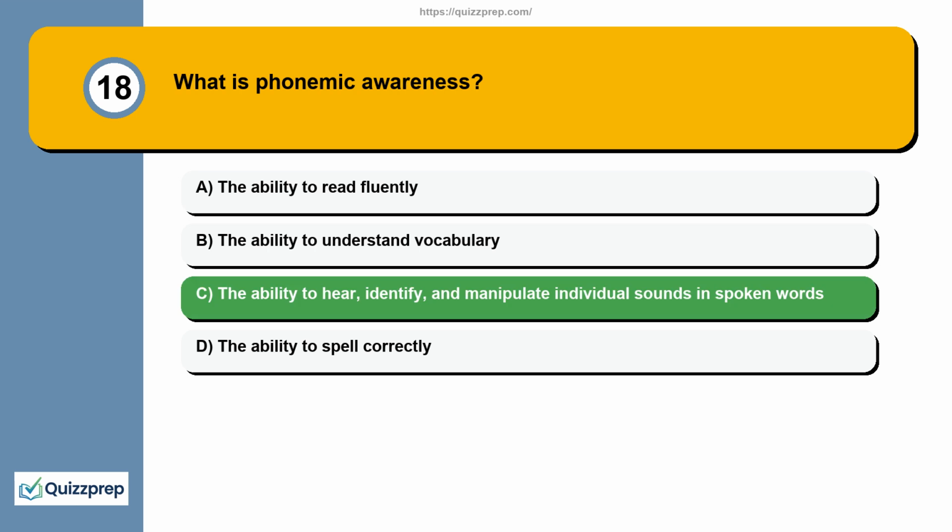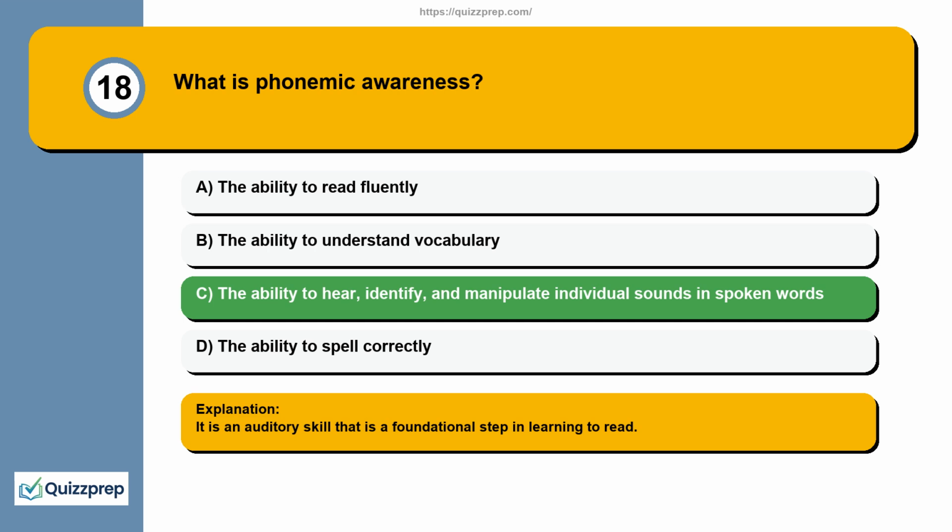The correct answer is option C. The ability to hear, identify, and manipulate individual sounds in spoken words. Explanation. It is an auditory skill that is a foundational step in learning to read.